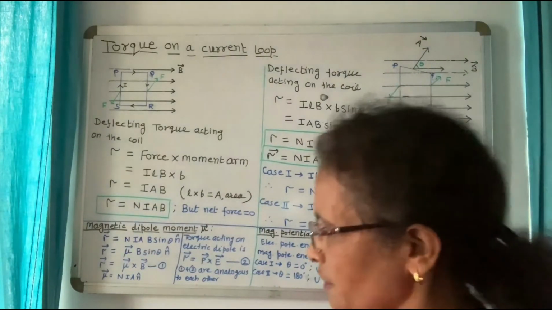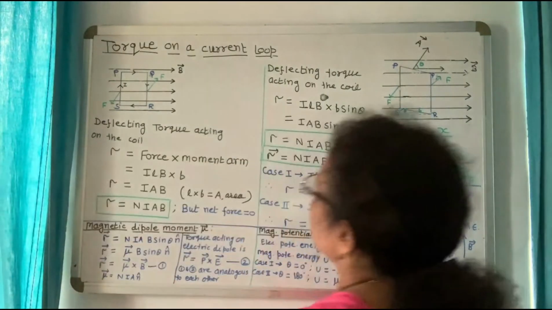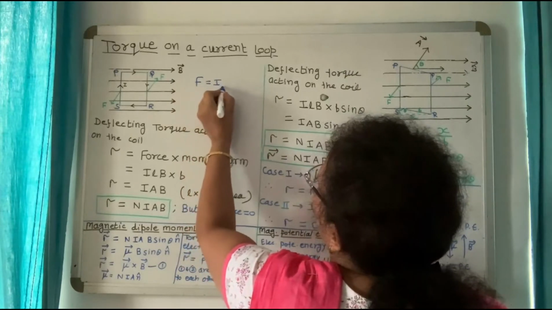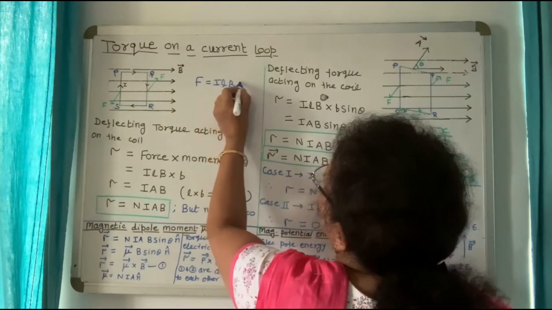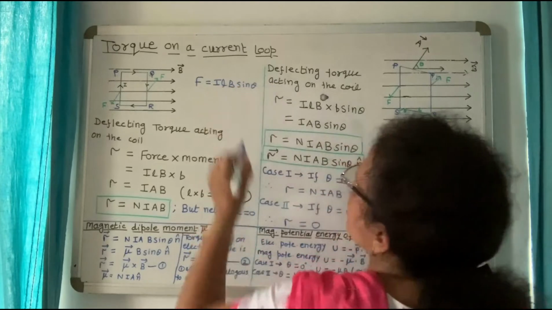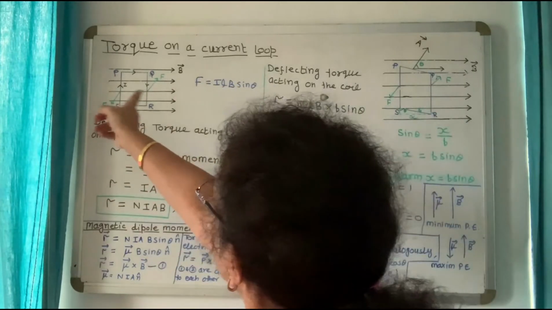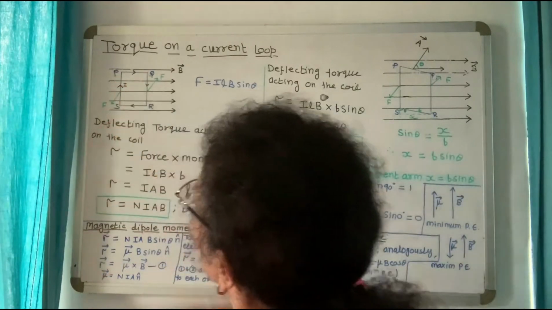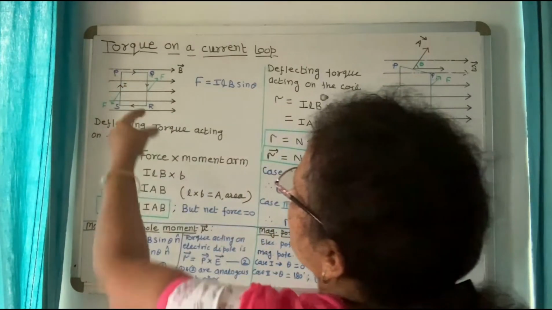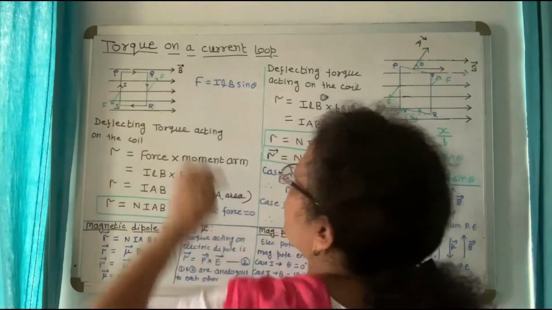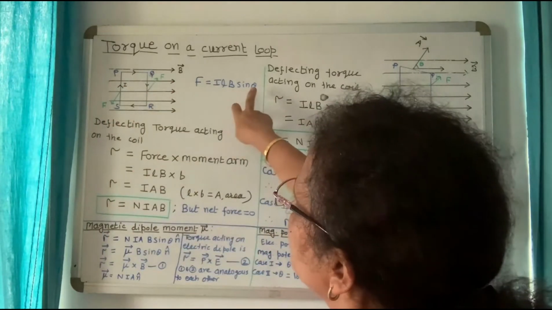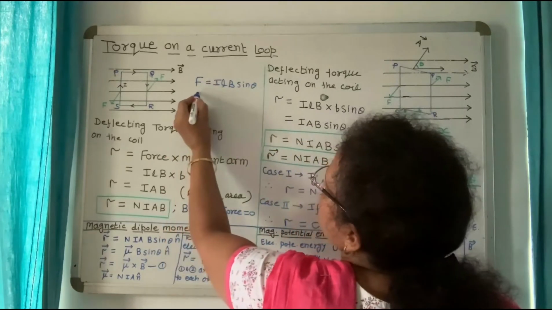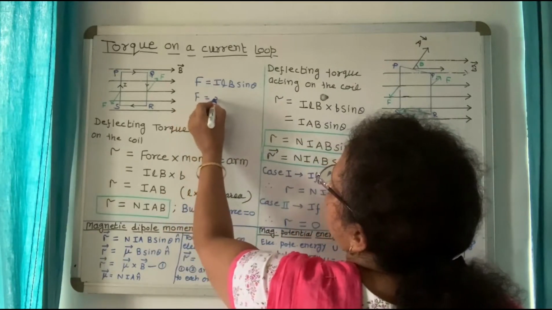So the force acting is equal to ILB sin theta, where theta is the angle between the length, that is the direction of the current, and the magnetic field. Now for the side PQ, see, the direction of the current is this and the direction of the magnetic field is also this. So the angle theta is equal to 0, so the force is equal to 0. So the force on the side PQ is equal to 0.